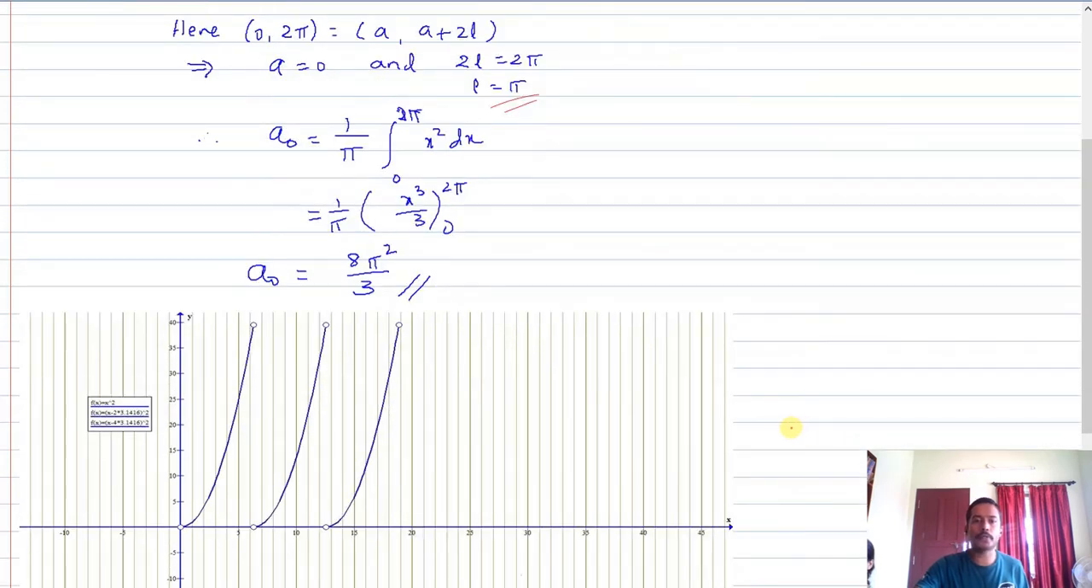This is the function x square between 0 to 2 pi. If you observe, this is actually the shape of the function from 0 to 2 pi, but I have traced the same function for 2 pi to 4 pi and 4 pi to 6 pi also, just to show the periodicity which we want to have.